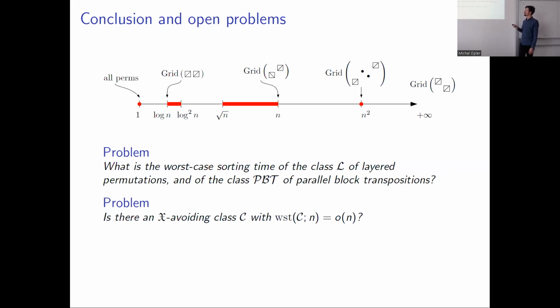For the lower non-zero measure interval here, we're not so sure. Our opinions differ on whether we believe that it's actually only log n or larger. So for all the monotone juxtapositions, we know that they sit at this left end point. And for the layered permutations and the parallel block transpositions, we only have an upper bound of log squared.